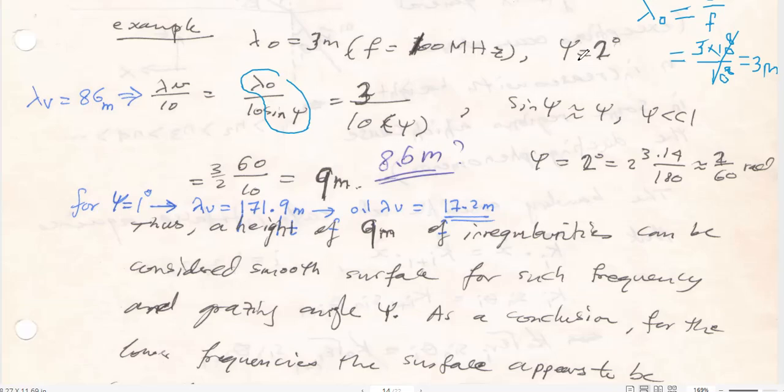Psi is given here to be 2 degrees, and when we convert 2 degrees to radian, we multiply by pi and divide by 180. The result is 2 over 60 radian. We substitute for psi here, so 2 over 60 here, 2 will be in the denominator and 60 will be in the numerator, because it's in the denominator here. Lambda naught is 3, and 2 over 60 is psi, and 10 is as it is.